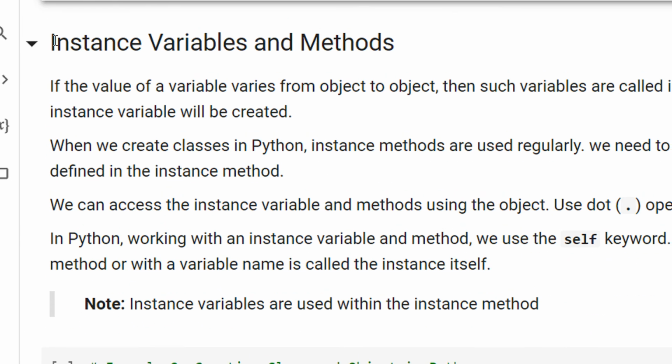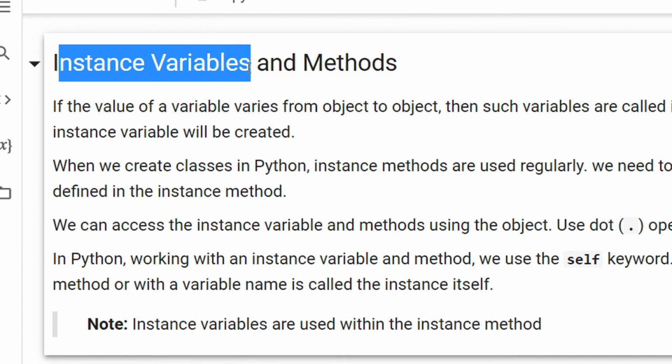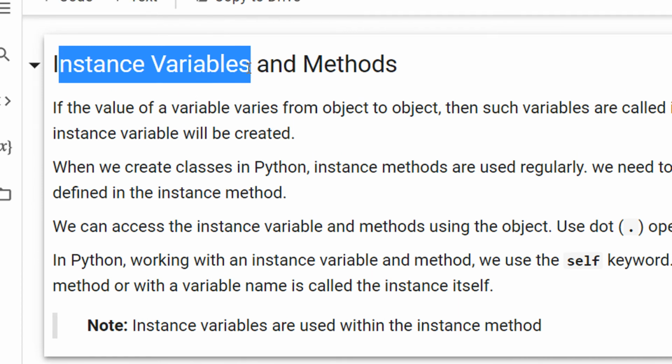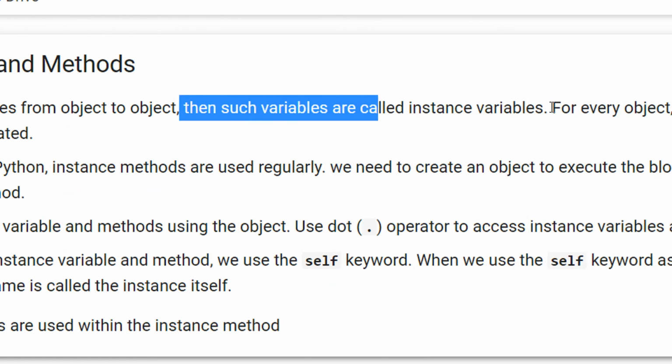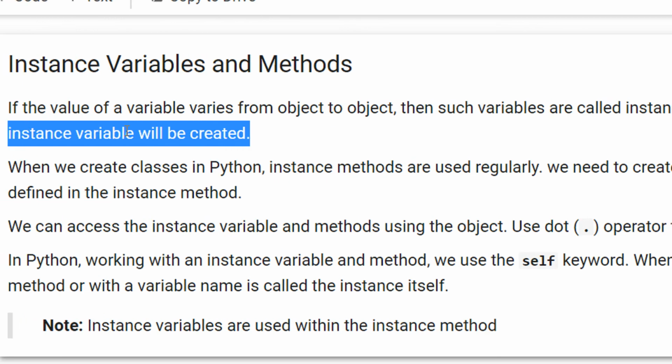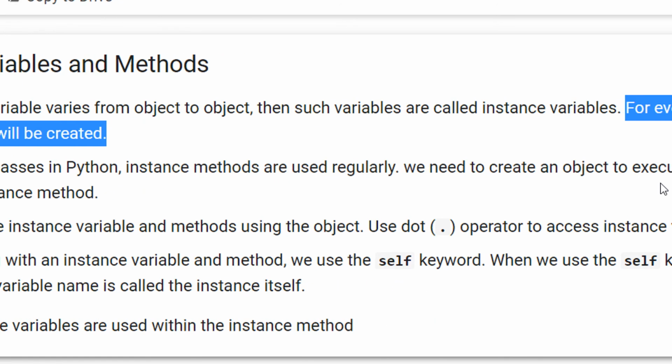Now we will see what are instance variables and methods. Again, another important concept. If the value of a variable varies from object to object, then such variables are called instance variables. For every object, a separate copy of the instance variable will be created. Now what do you mean by that?